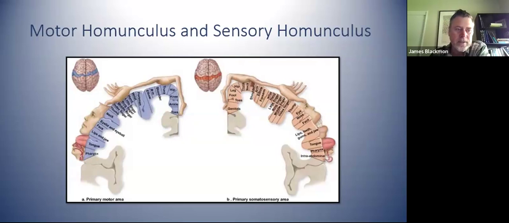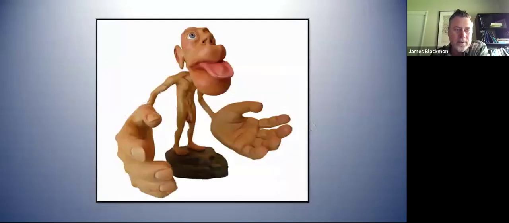And I mentioned the homunculus statue that you can see different versions of. So I just grabbed one here. The hands are huge. The mouth is huge. Our brains are just devoted to the sensations and the control of the sensations coming from and the control of the hands and the mouth.